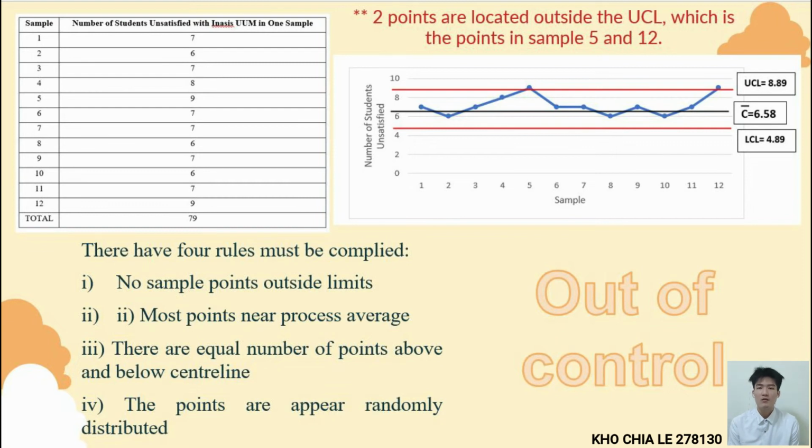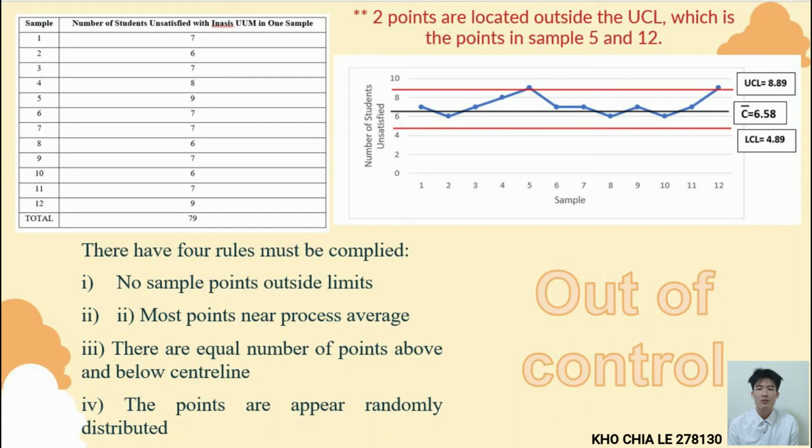Overall, we can say that the process of UUM operating the accommodation service is out of control. This is because the process does not comply with the first rule, which is no sample points outside the limits. From the control chart, we can see that 2 points are located outside the upper control limit, UCL, which are the points in samples 5 and 12.